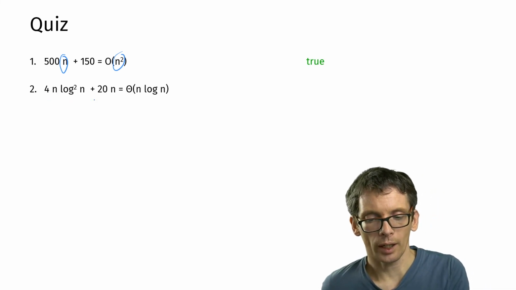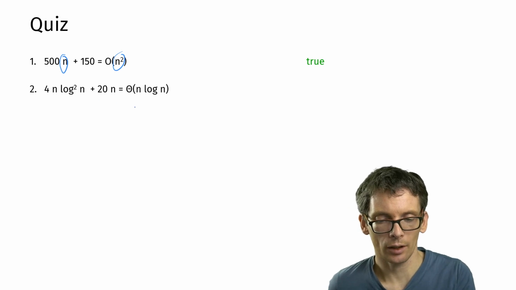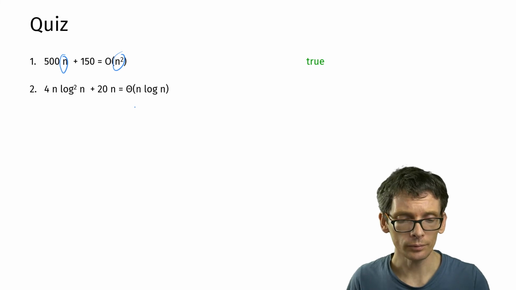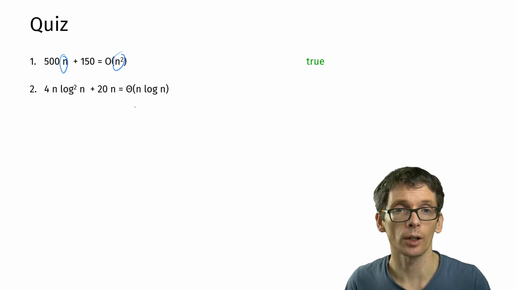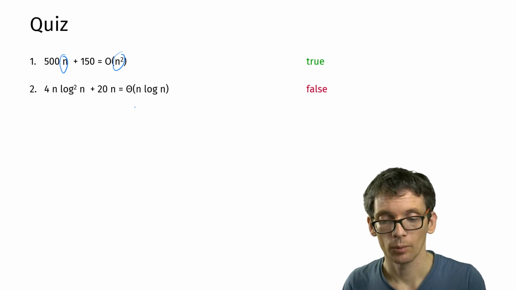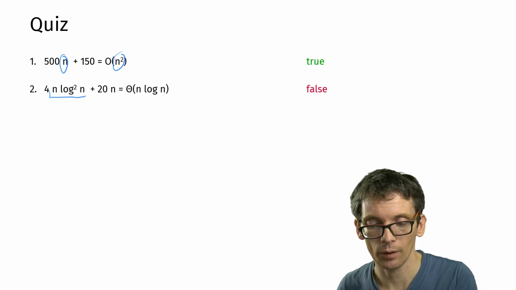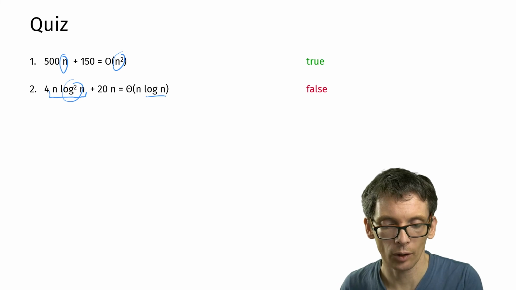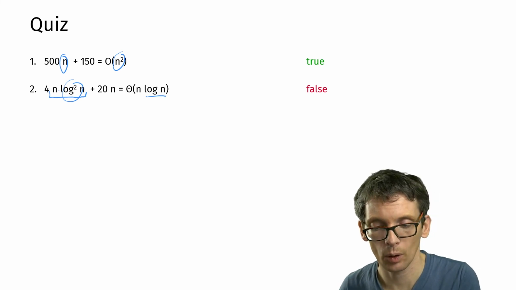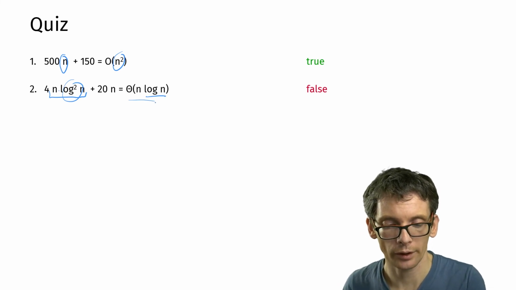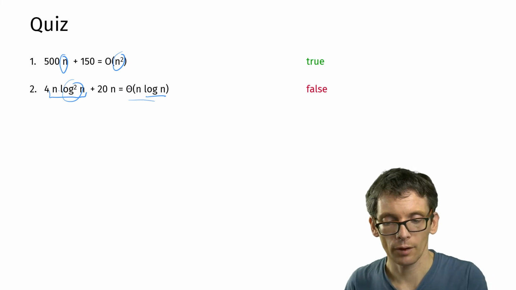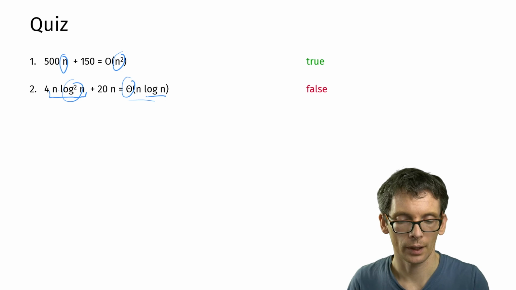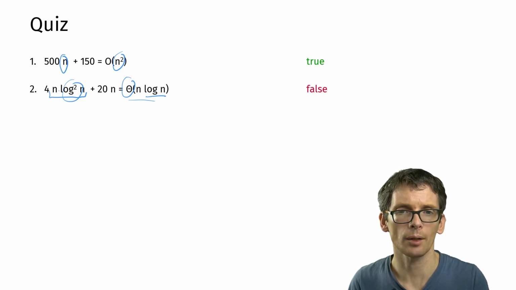4n log squared n plus 20n is in theta of n log n. True or false? This is false. Why is it false? Because here the dominating term is n log squared n, but there's an extra log factor compared to the n log n. Because this is a product which is larger than this, and theta would ask for the same growth rate, this is a false statement.